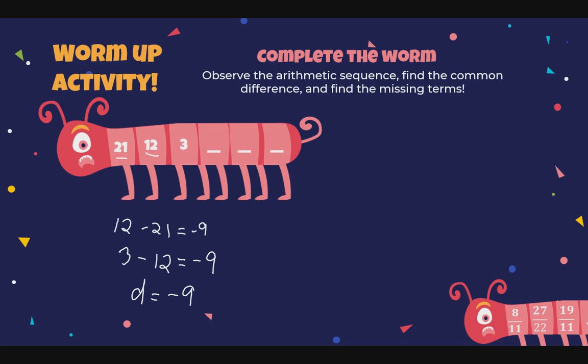So from that, from our third term, let's get our fourth term. So 3, let's add negative 9 to it. It will be negative 6. We have negative 6. Then from negative 6, let's add negative 9. The fifth term will be negative 15. And last is from negative 15, let's add another negative 9, which will be equal to negative 21.